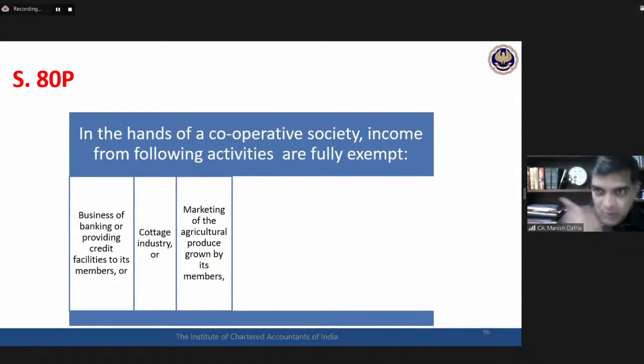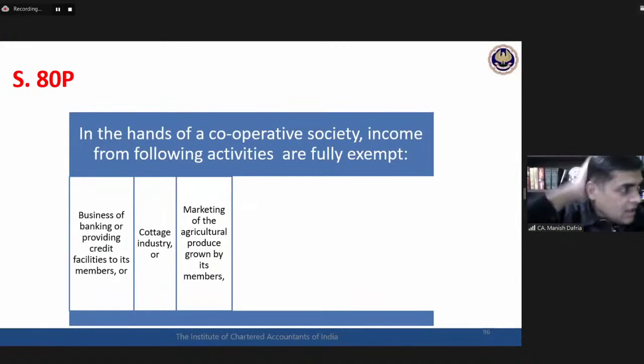So three aspects, three things interconnected with each other. The activity should be of marketing. Marketing should be of agricultural produce. Agricultural produce should be grown by my members. All these three conditions fulfilled, exemption available. If any one condition doesn't fulfill, the exemption is not applicable. Marketing, agricultural produce grown by its members.